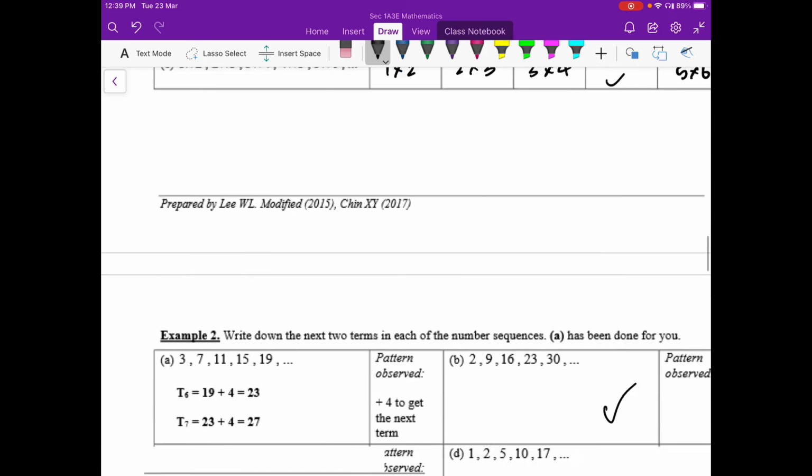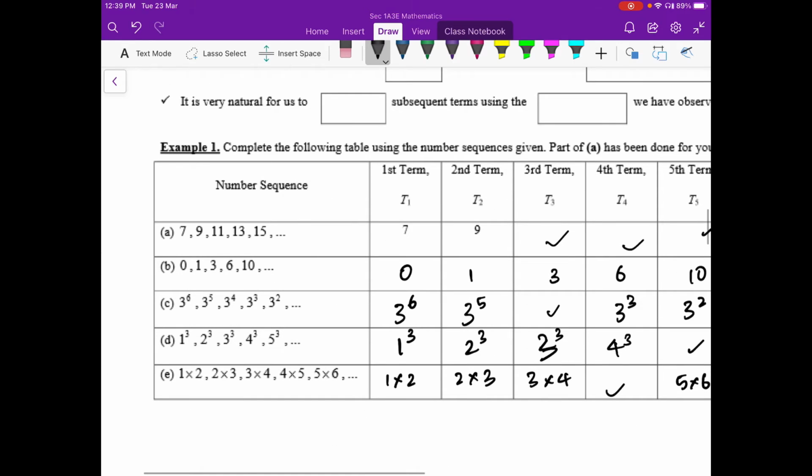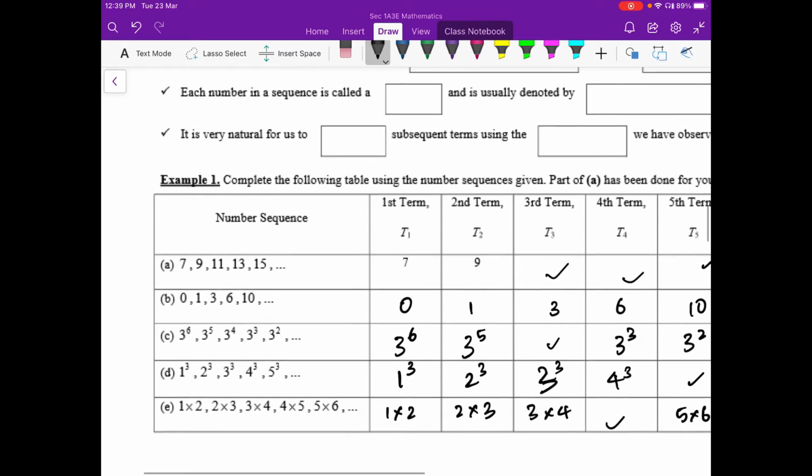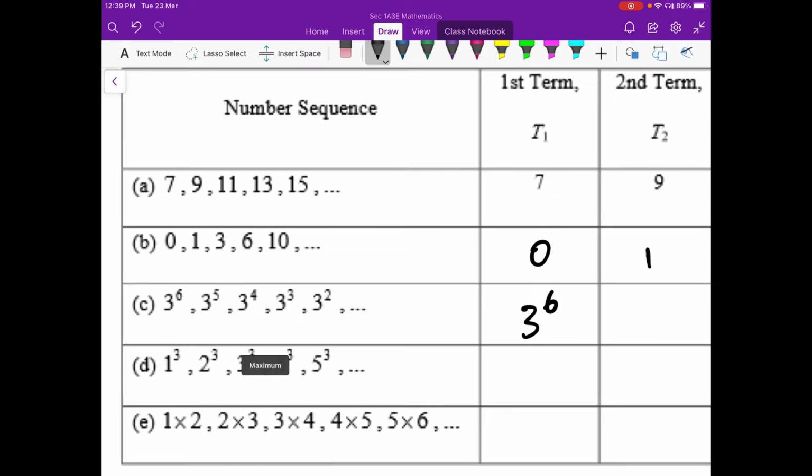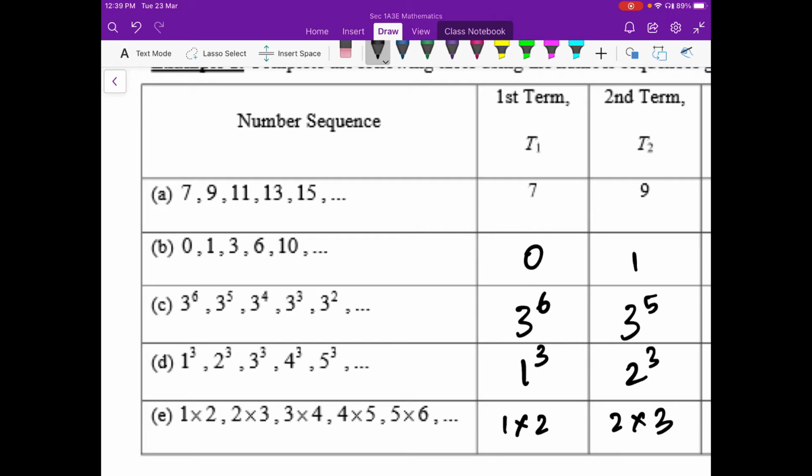Example 1? No, wait. Which question are you talking about? Example 1C. Okay, what about it? Yes? Why will it be weird? 3 power negative 2. Wait. 3 power negative 2, what is that?